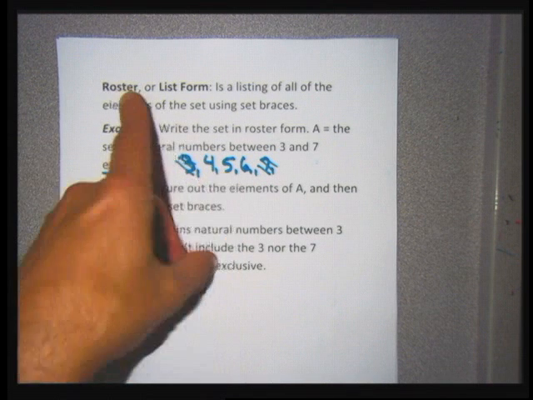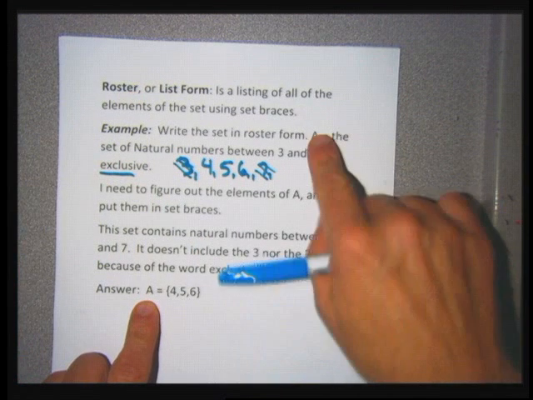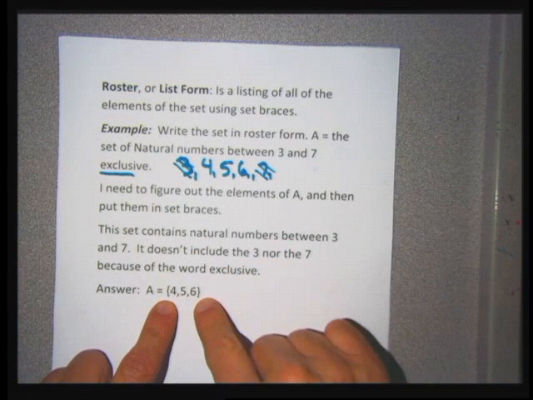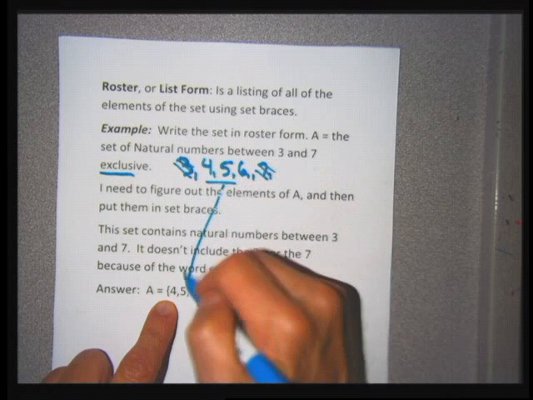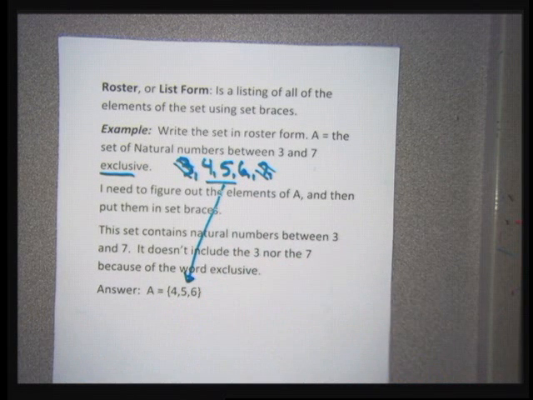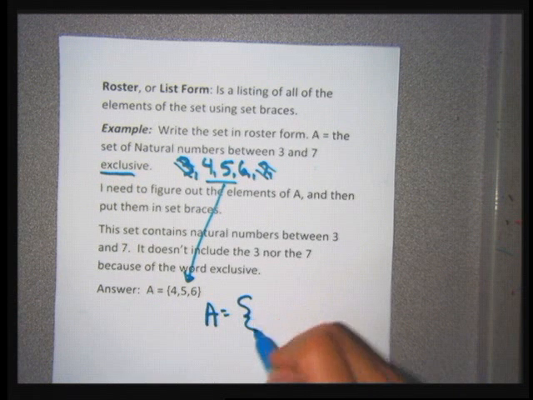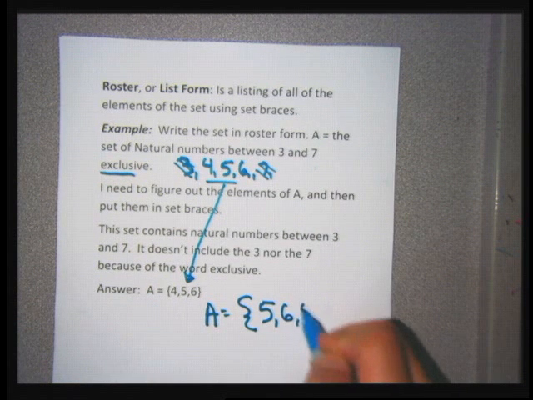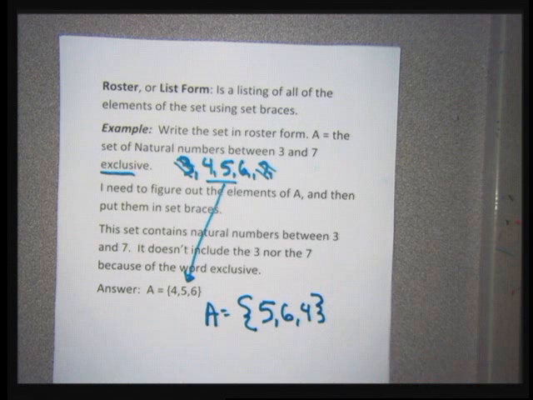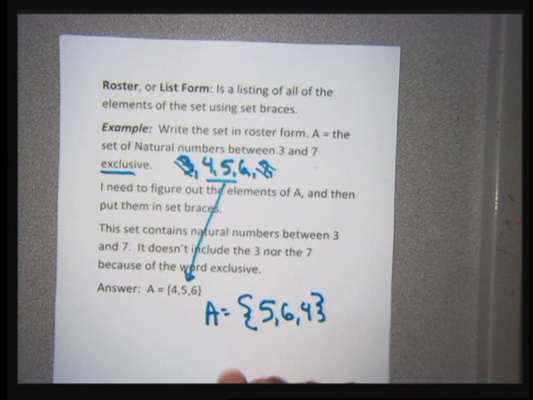To write this in roster form, I'm going to write the name, which is set A, an equal sign, and then the set braces, and then inside the set braces the elements that are in the set. And so A is going to have the numbers 4, 5, and 6 in it. So roster form is just a matter of figuring out the elements that make up the set and writing those elements in set braces. It wouldn't actually have been wrong if I had said A is the set 5, 6, and 4. That's equal. Sets are equal if they have the same elements, even if the elements aren't written in the same order. So if for whatever reason you wanted to write the elements in a different order, there wouldn't be anything wrong with that.